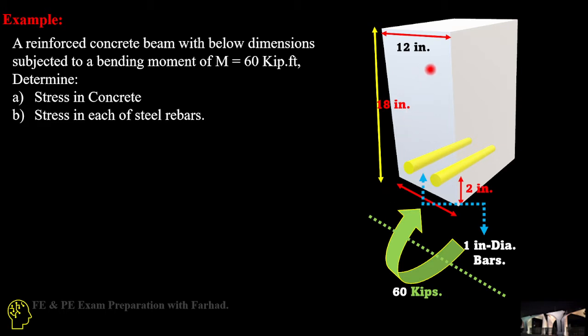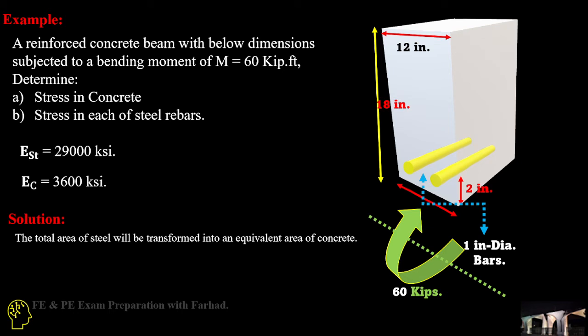The dimensions are 12 inch in width and 18 in height, and the rebars are located 2 inch from the bottom of the section. We want to calculate the stress in each part of this composite section. At the same time, we know the elasticity modulus of steel is equal to 29,000 ksi, and the modulus of elasticity for concrete is 3600 ksi.